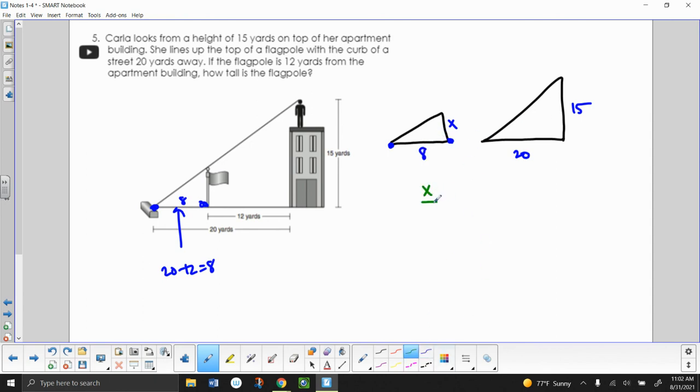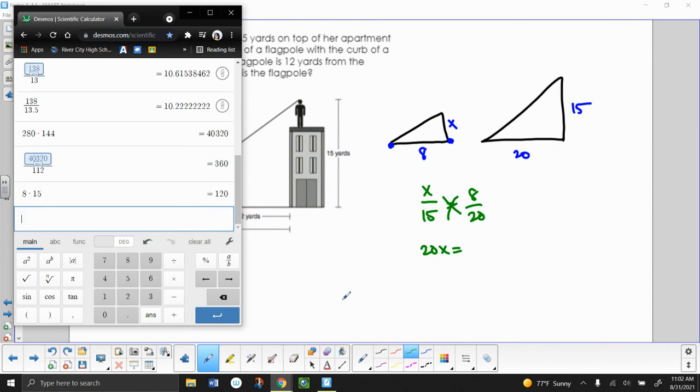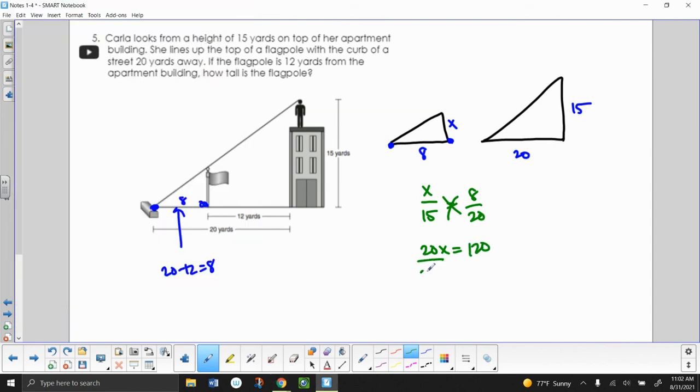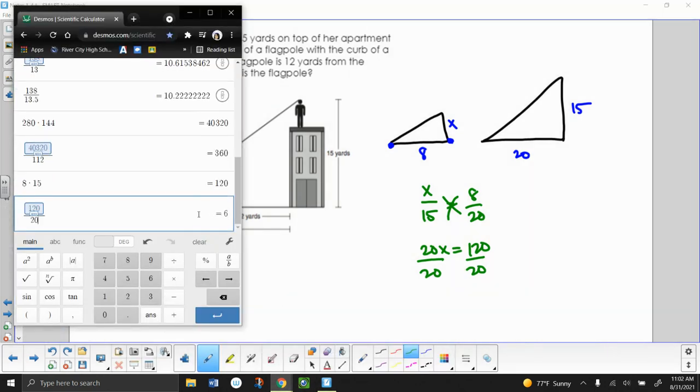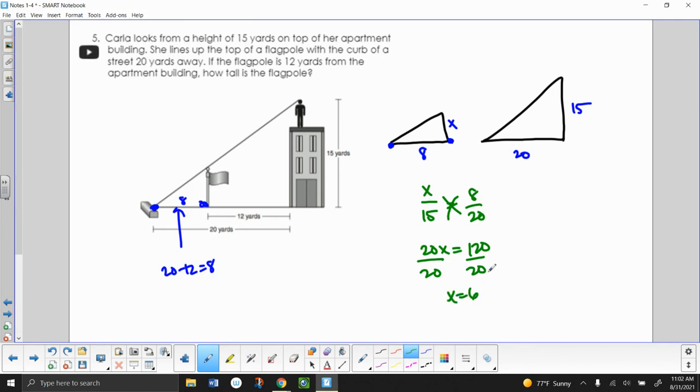So now that I have my two triangles, it's a fairly straightforward setup. X over 15 equals 8 over 20. And cross multiply. So 20x equals 8 times 15, 120. Divide both sides by 20. 6. I'm going to say the flagpole is 6 feet tall. Or 6 yards, sorry. Pole is 6 yards tall. So this is why it's probably important to measure your diagram with the correct units so you know what your final answer should be, 6 yards.